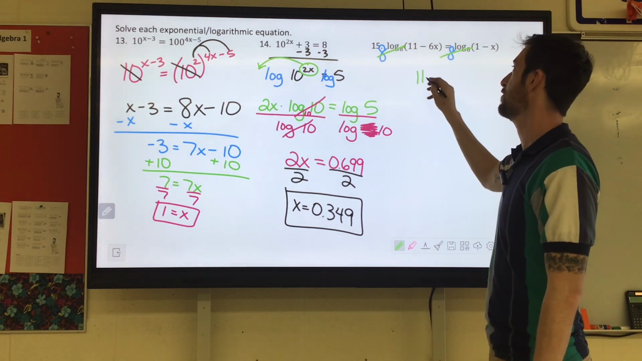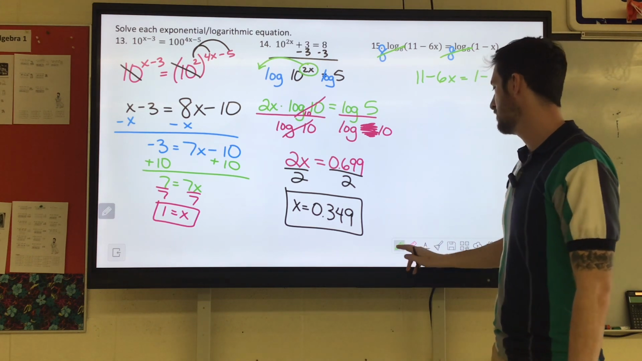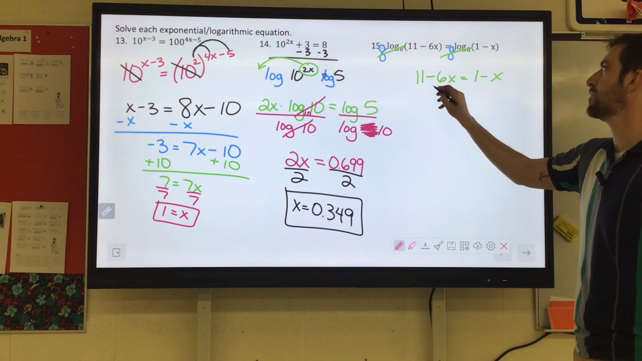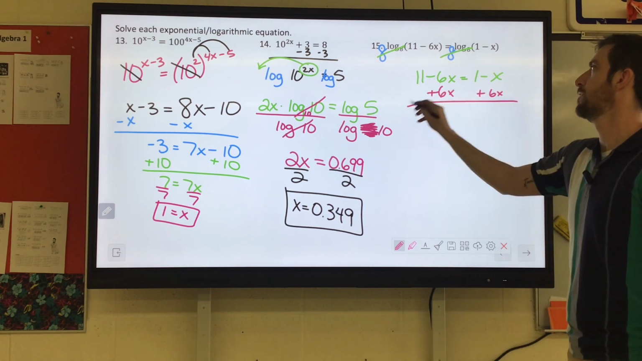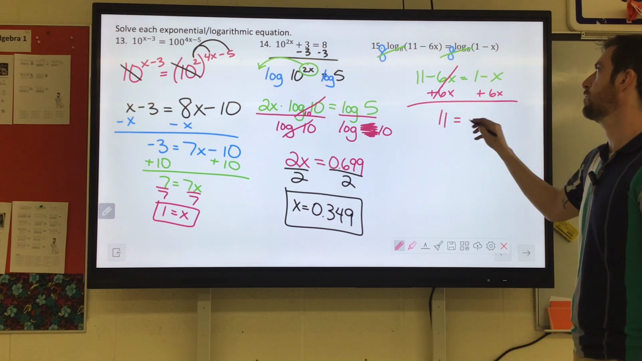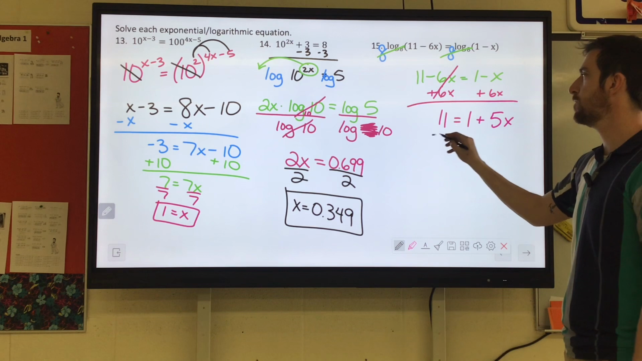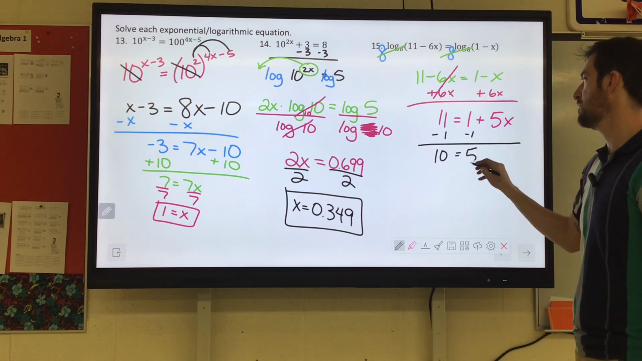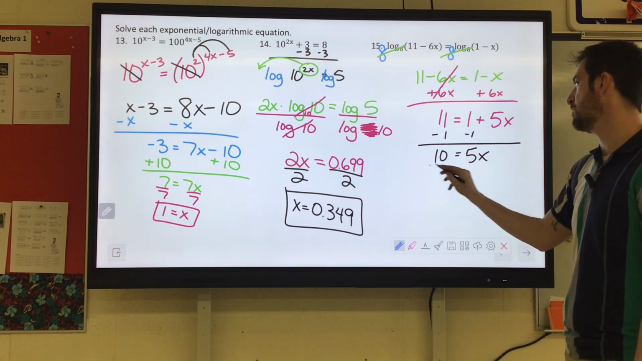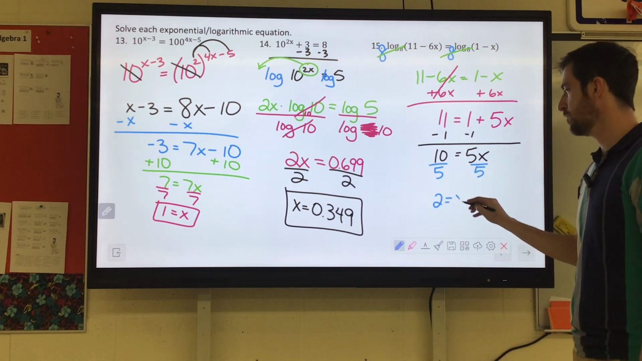So we're just left with 11 minus 6x equals 1 minus x. So we can add 6 x's to both sides now. 11 equals 1 plus 5x. And you can subtract 1 from both sides. 10 equals 5x, and then we'll divide by 5, and you know it's 2. You know it. 2 equals x.